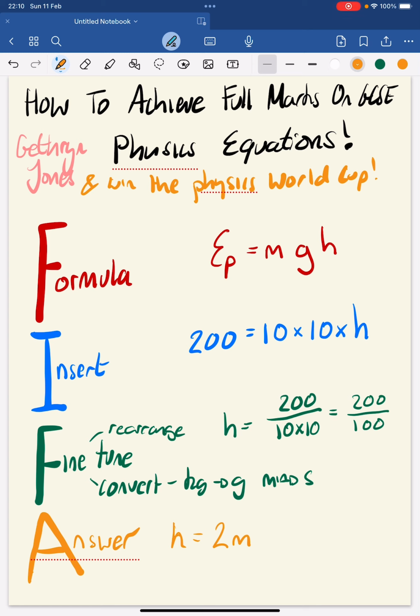Now, if you just work this out at 2 meters and put that as your answer, then you'd gain 1 mark. But by doing all these steps here, potentially you would pick up 3 marks, possibly 4 marks, because you had to rearrange the equation as well. Look at many more of my videos, and when we go through the calculations, I'll always put down the FIFA method. See how I use it so you can start to embed it in your calculations.